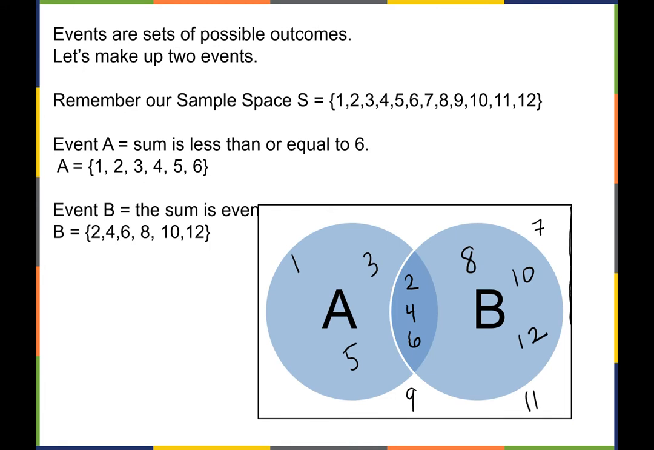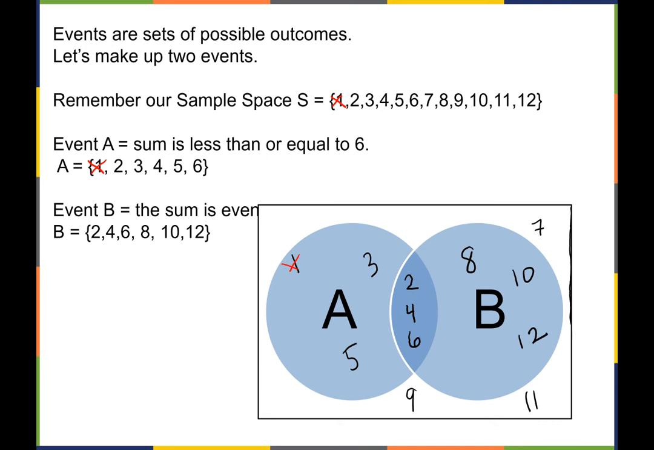So remember, events are sets of possible outcomes. So let's make up two events from our sample space. Event A is going to be that the sum is less than or equal to 6. It shouldn't have a 1. You can't get a 1. Let's cross that out. You could have a 2, 3, 4, 5, or 6. And event B is that the sum is even. So you could have a 2, 4, 6, 8, 10, or 12.